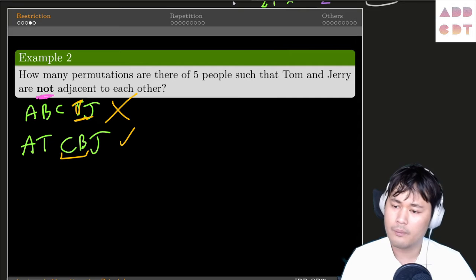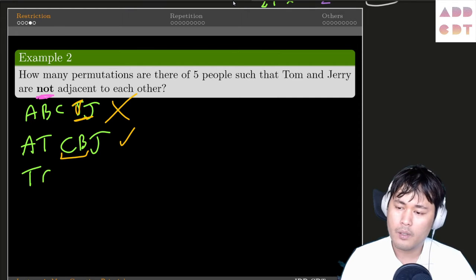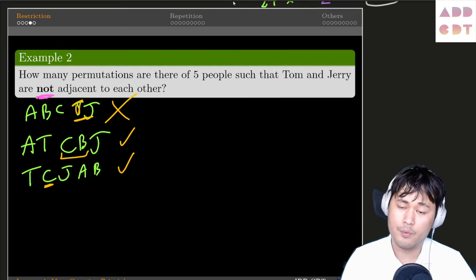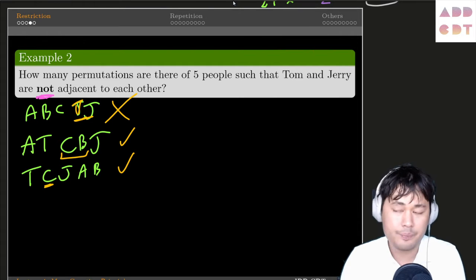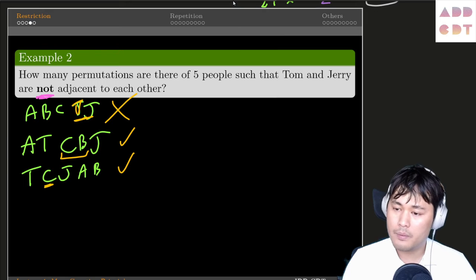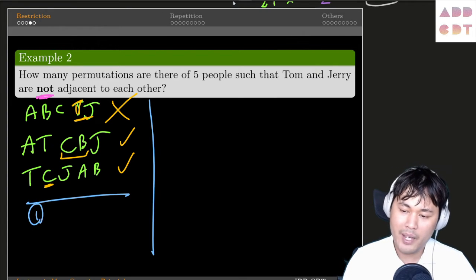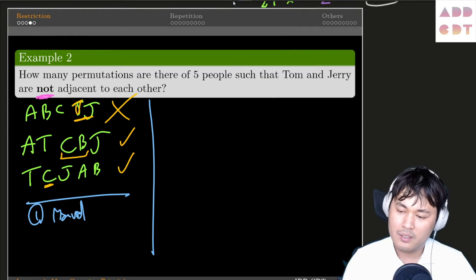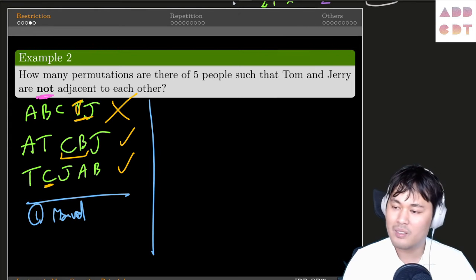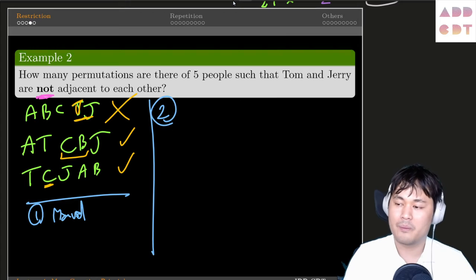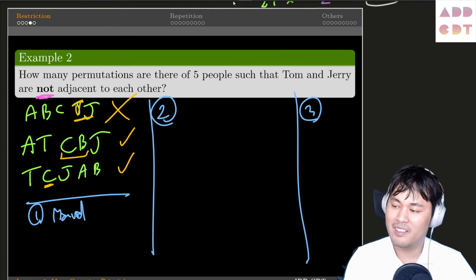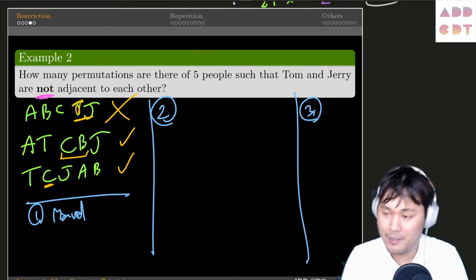So that works. So we can have Tom, C, Jerry, A, B. That works too, because there is at least one person in between. So let's see if we can count them all. Then of course we have the manual counting, which is not recommended. We have a second way, and then we're going to have a third way. The third way is going to be the best way, but let's see the second way.